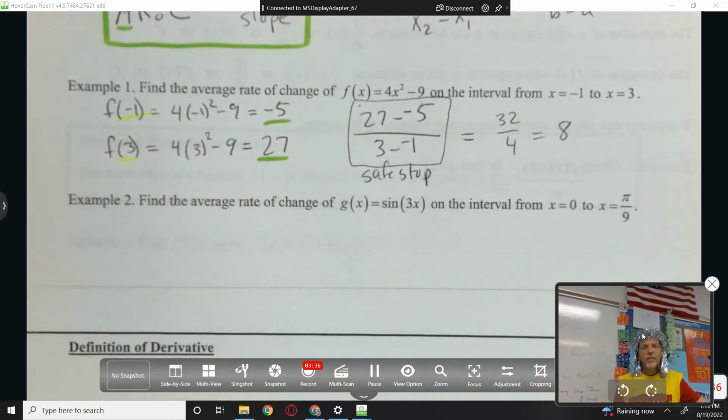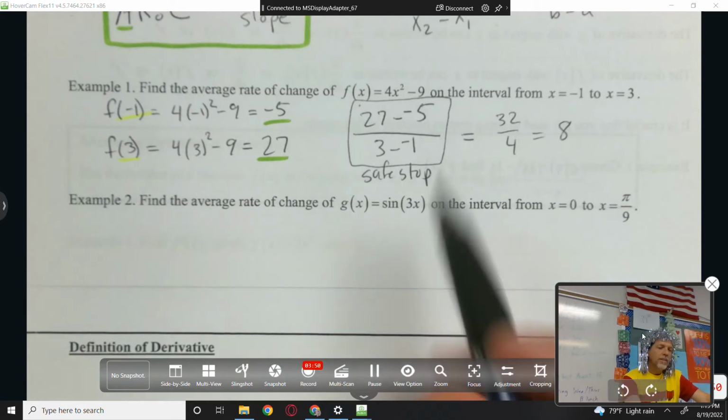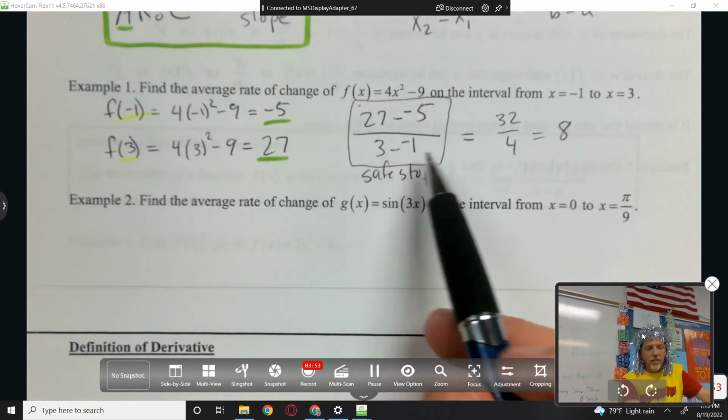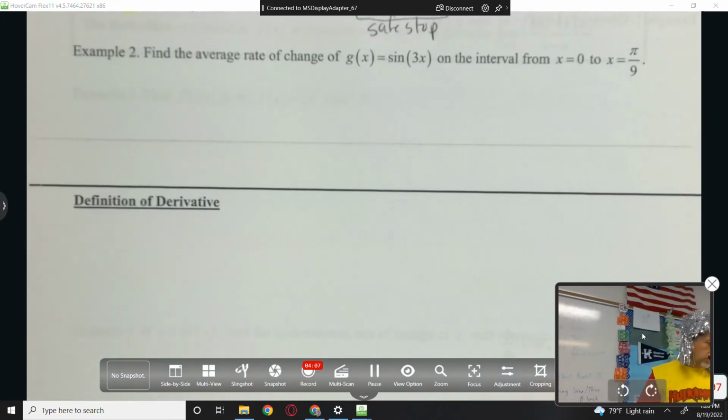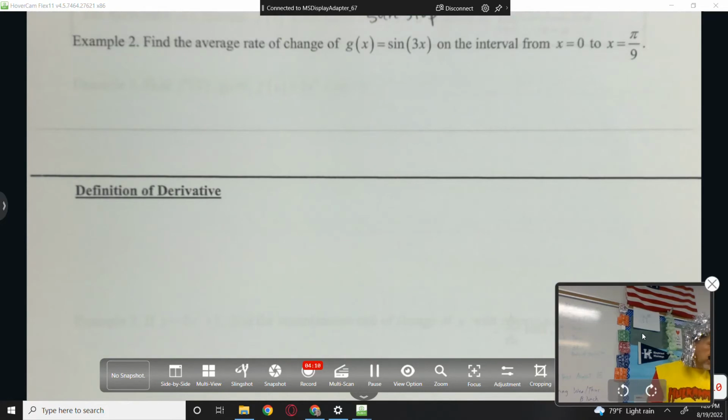Meaning you don't have to go any further than that. In fact, you probably shouldn't go any further than that, because what if you mess up and you think 27 minus negative 5 is 22, or you mess up the signs. If you're done with calculus, if all you have left is add, subtract, multiply, divide stuff, then leave it and be done. Save you a little time and probably saves you points. All right, for time purposes, I'll skip example 2. It's the same stuff. You need to know the sine, but you can look that up if you don't know the unit circle. Definition of derivative.